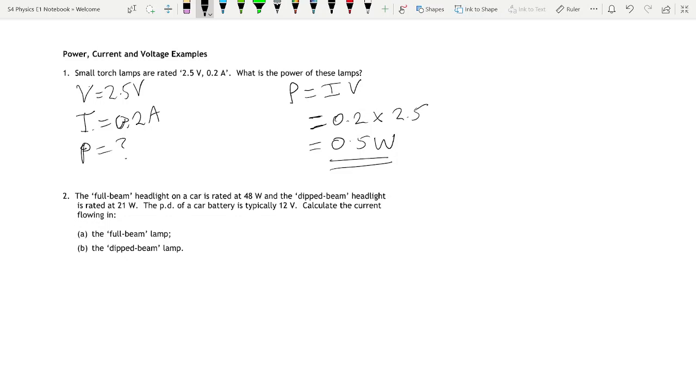Number 2. The full beam headlight on a car is rated at 48 watts and the dip beam headlight is rated at 21 watts. The potential difference of a car battery is usually about 12 volts. Calculate the current in the full beam and the dip beam. So have a go at that. So the power is changing, you're going to find the current.